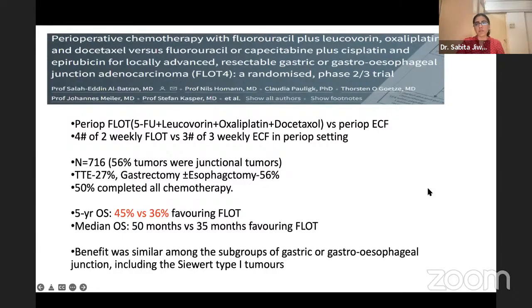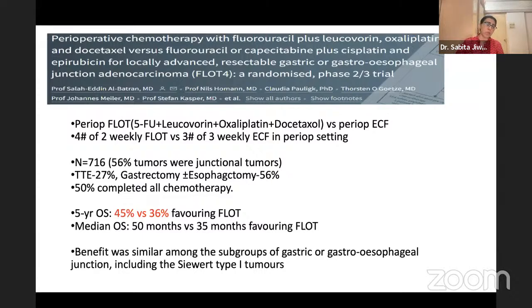Yeah, so this is the famous FLOT trial, a robust trial which was multicentric and had a large number of patients, more than 700. And we saw in this that 27% of the patients actually underwent transthoracic esophagectomy, and gastrectomy with or without esophagectomy was done in 56% of the patients. The median overall survival was a stunning 50 months, something that we had never heard of, never seen in esophageal or esophagogastric cancers, especially adenocarcinomas.